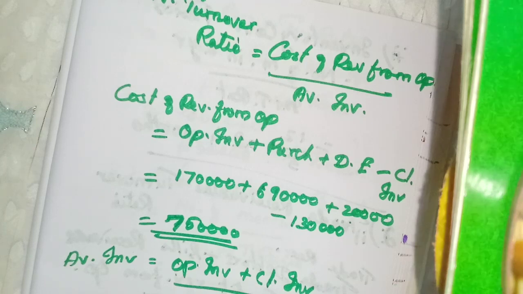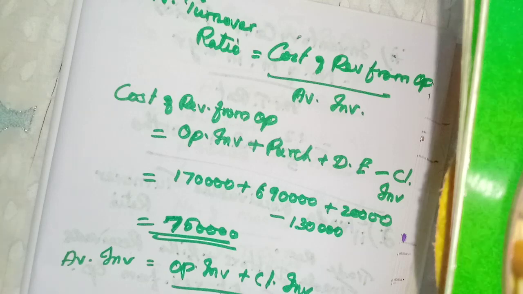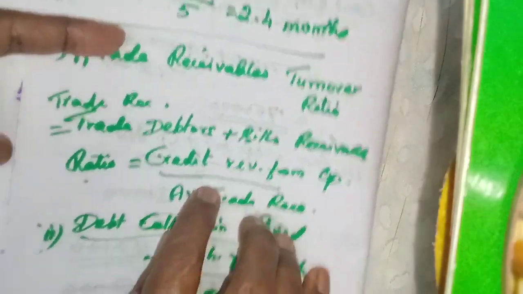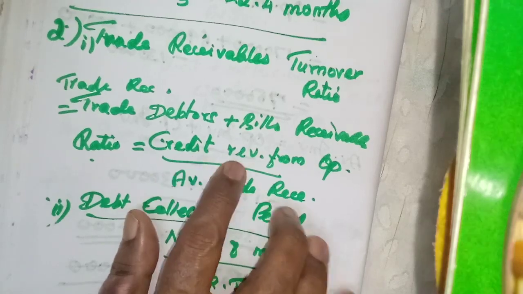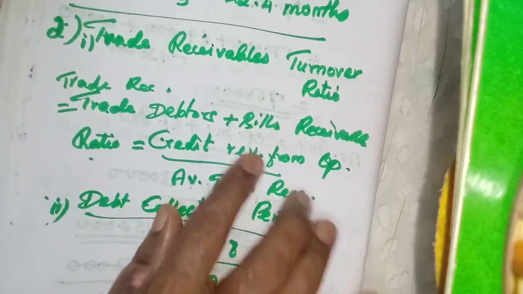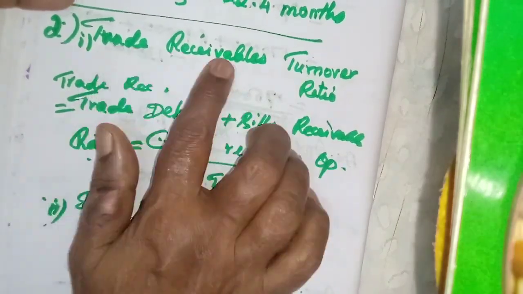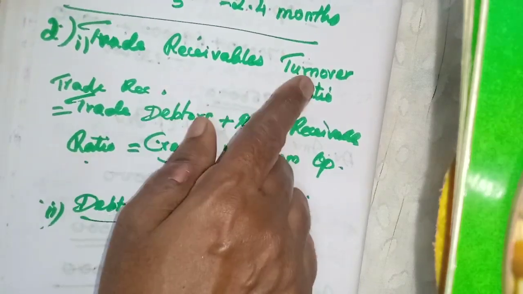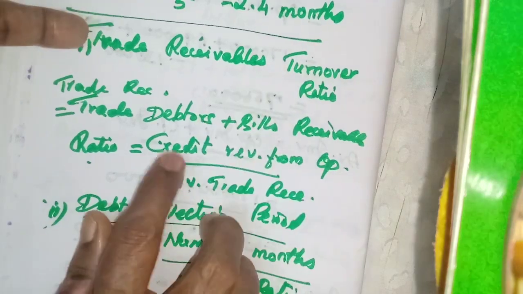Then for the next one, the trade receivables turnover ratio, we are writing that which is related to credit sales. Trade receivables is related to credit sales, so we are taking credit revenue from operation. Turnover here means credit sales. Cash sales is not a problem, we have received the amount. So it is related to credit sales. That is why we first write credit revenue from operation.